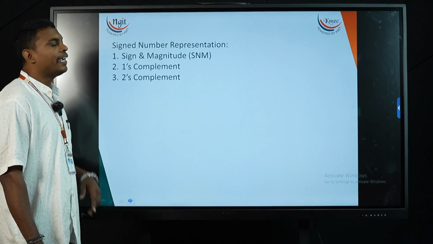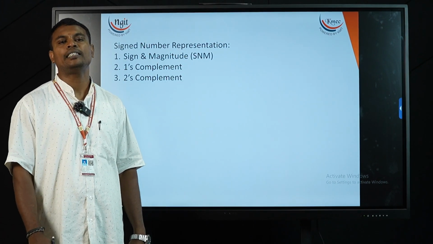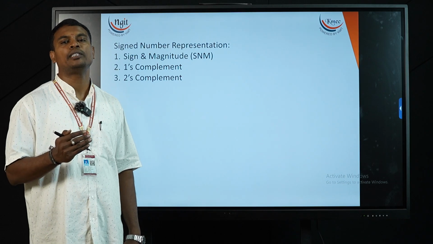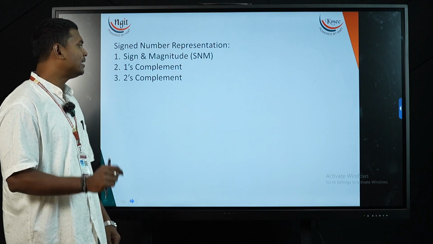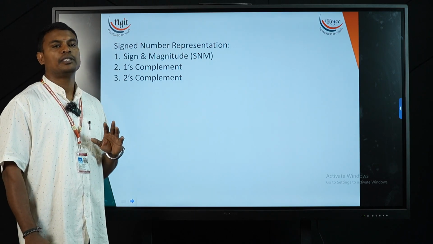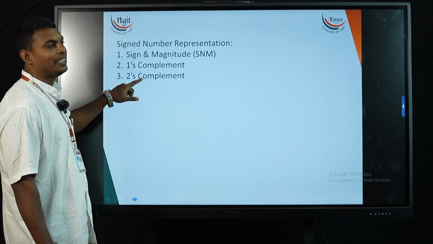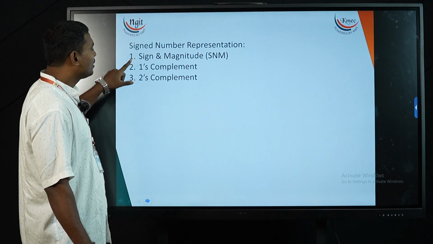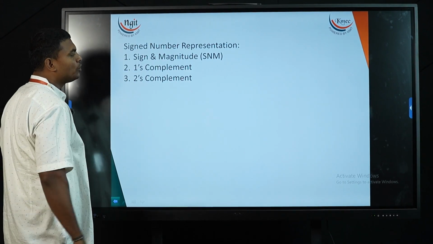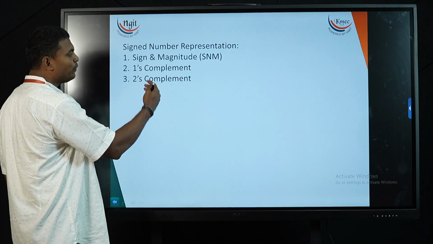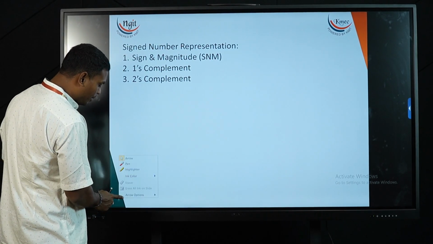So, the negative numbers are called signed numbers. Now, why signed numbers? Because for negative numbers, we definitely place a negative sign in front of the number. That's the reason we call them signed numbers. Signed numbers can be represented using three forms: one is sign and magnitude, second is 1's complement, and third is 2's complement. These are the three formats through which we are going to represent negative numbers.